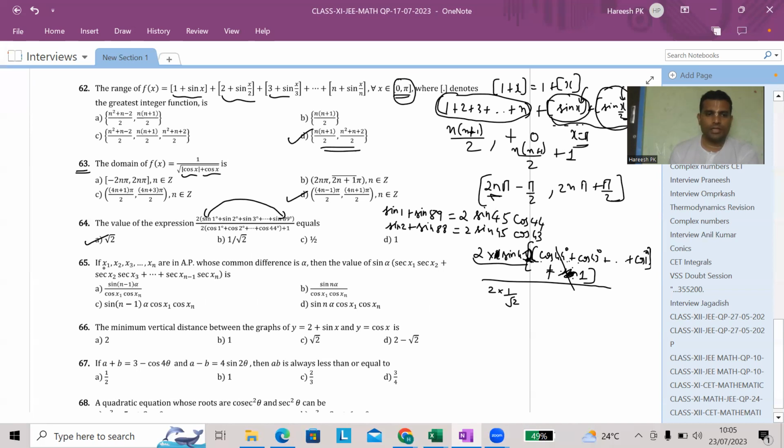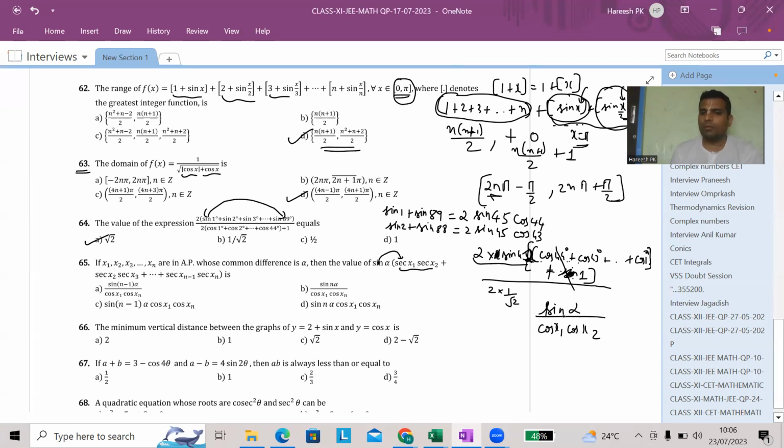They're saying x1, x2, x3 up to xn are in AP. So whenever this type of AP related questions come, the method is first we write secant. I'll only show you what we need to do for the first term. Same thing you'll have to redo for other terms also. Okay. So first term, secant into cos x1 into cos x2 in the denominator. And the sine alpha, I'll bring it here.